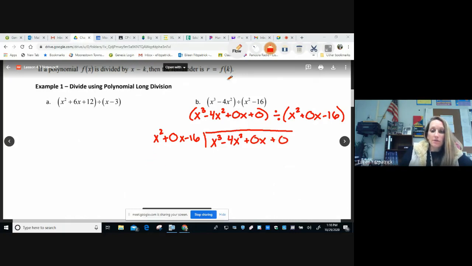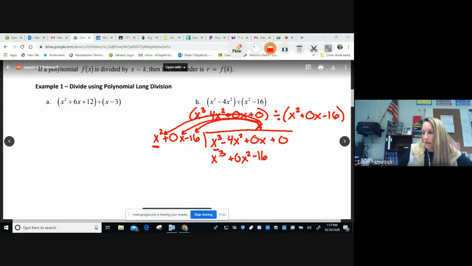So you start with the same series of questions. What do you have to multiply x squared by to get x cubed? You start with the first term. Okay, it's always the first terms you're looking at. So you have to multiply by an x. So again, make sure you put that over top of the term that it matches. And then distribute that x to all three terms of the divisor. So x times x squared is x cubed. x times 0x is a 0x squared. x times a negative 16 is a negative 16x.